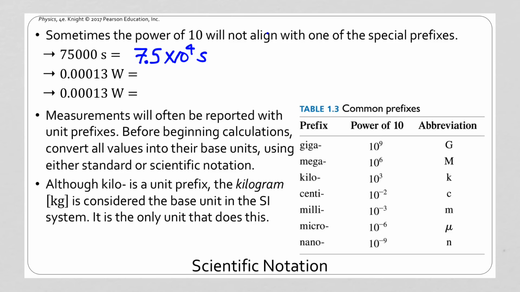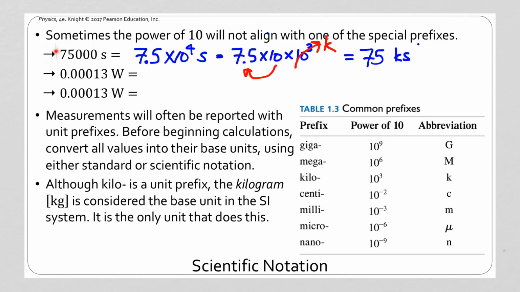What we can do is break this up. 10 to the 4 means 10 times 10 times 10 times 10, 10 multiplied together 4 times. So I can group that as 10 times 10 to the 3 instead. This is still 10 to the 4, because it's 10 times 10 times 10 times 10. Now this 10 to the 3 is kilo. This 10 is by itself, so I'm going to group it back with the 7.5. And 10 times 7.5 is 75. And my k symbol for kilo, seconds.